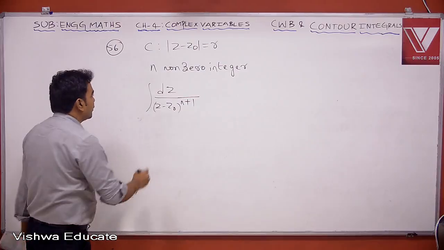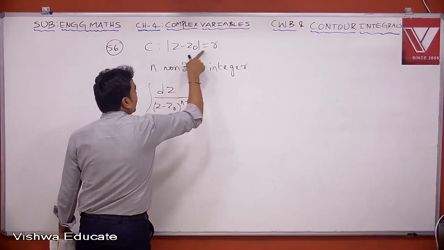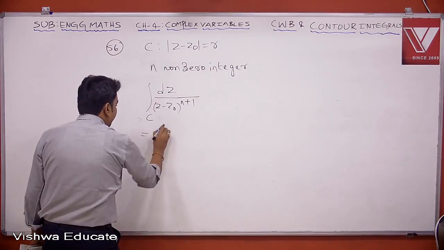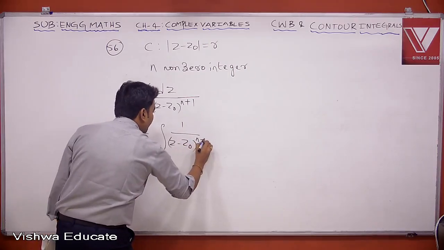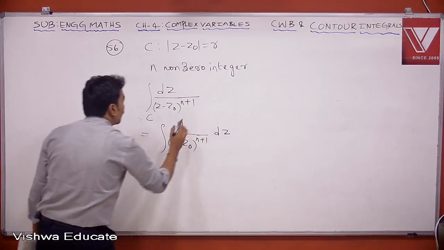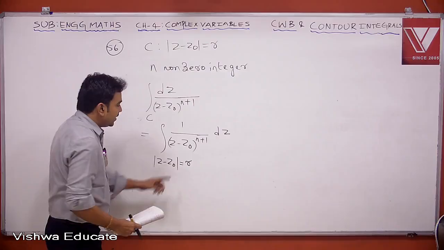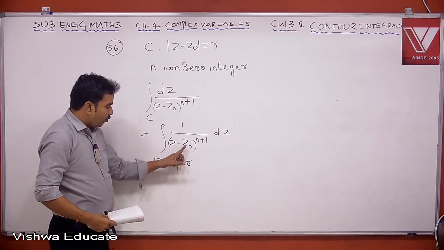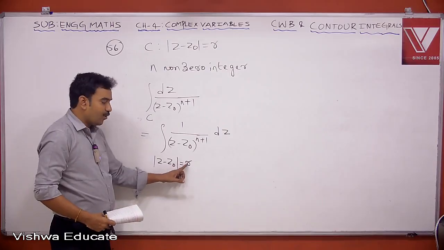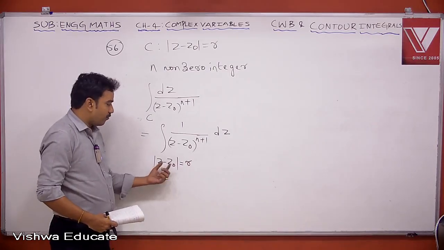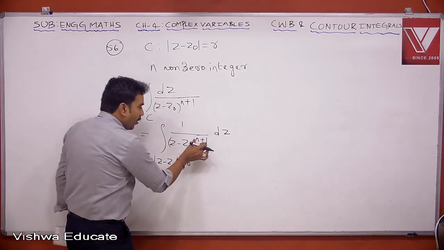Now when you look at this, what is my contour C? This contour is modulus of z minus z0 equal to R. So this is the integral of 1 by (z minus z0) whole power n plus 1 dz over the contour, where the contour is modulus of z minus z0 equal to R. Here z0 is z0 only. Now when you replace z by z0, modulus of z0 minus z0 is 0, and 0 is less than R. So therefore it lies inside the circle. Therefore here the power is n plus 1.